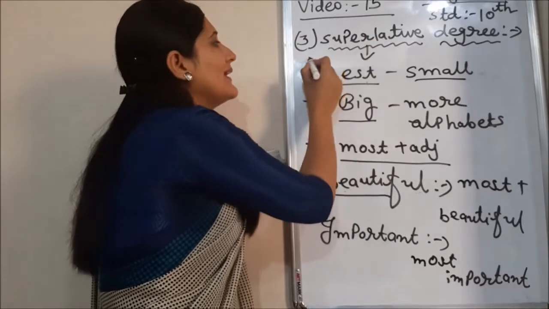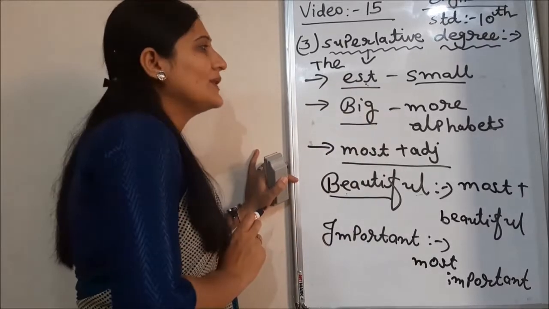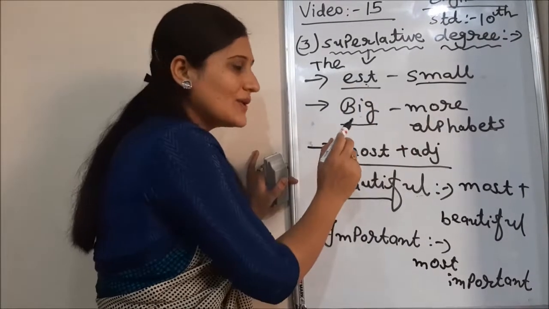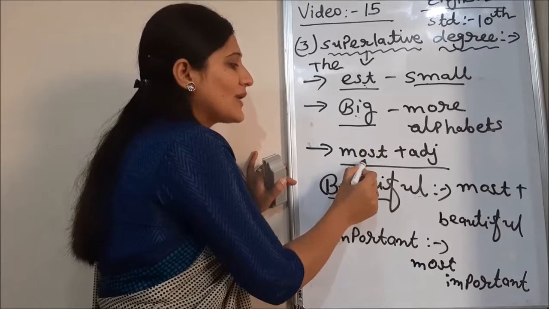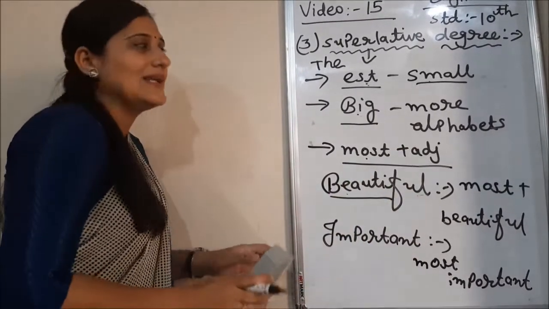In superlative degree, the is compulsory to add. Est you compulsorily need to add if the adjective is small; if it is a big adjective, you need to write most plus adjective. This is half of the superlative degree.